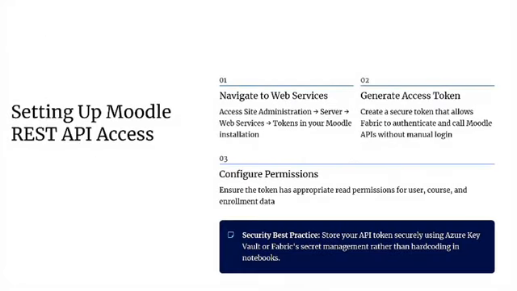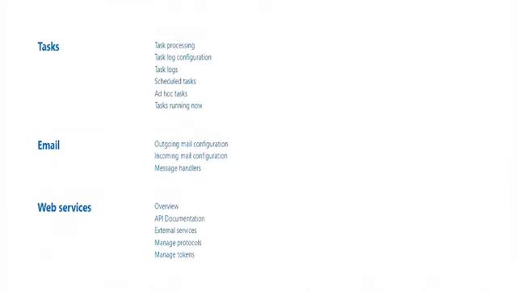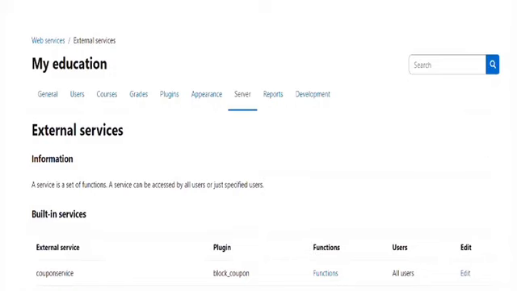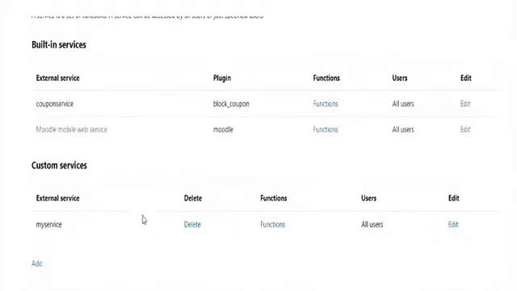Let us begin by setting up Moodle's REST API access, the gateway that allows Fabric to communicate securely with Moodle. To enable programmatic access, we first configure a custom web service under Site Admin, Server, Web Services, External Services. I have already provisioned a service named My Service and bound the required Moodle REST functions to it.